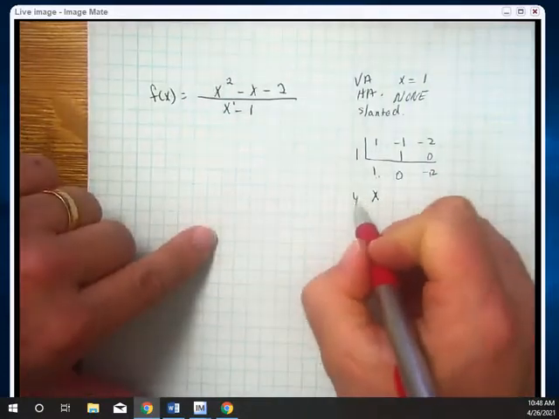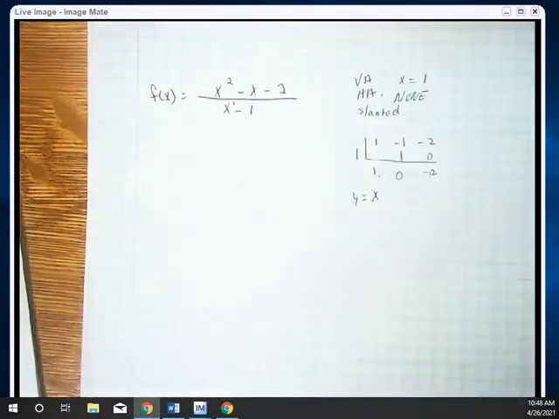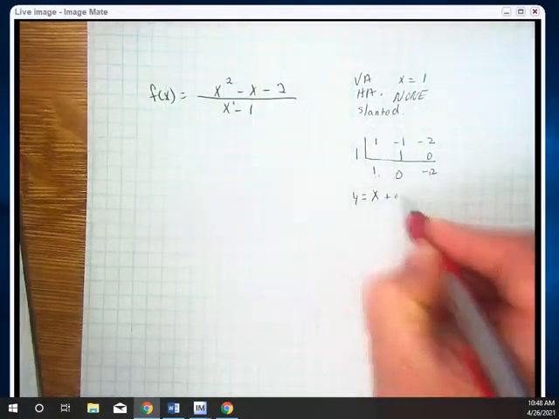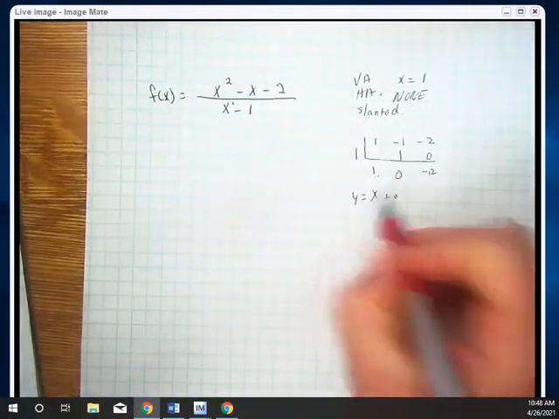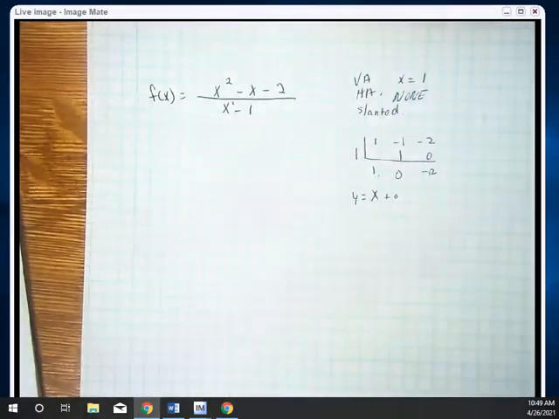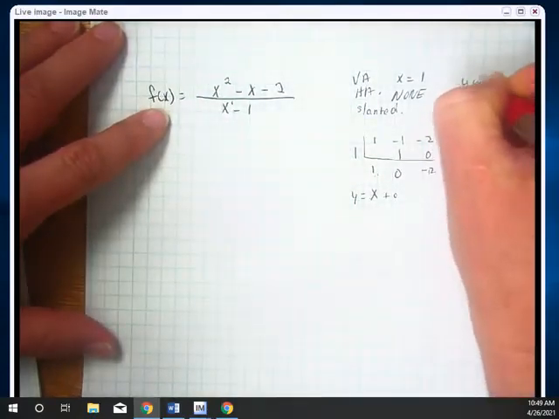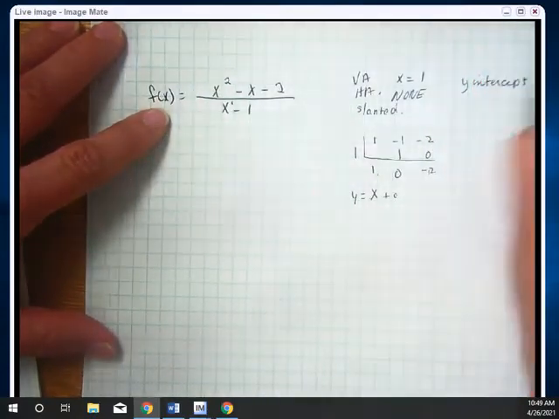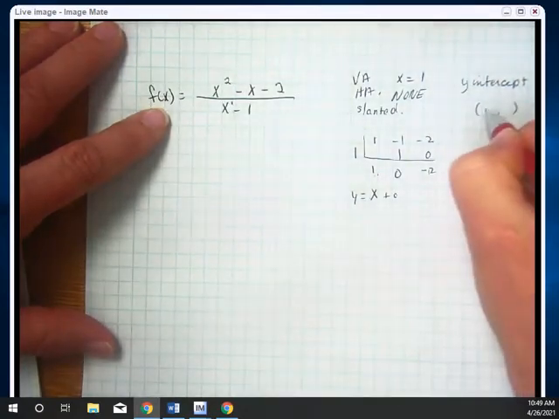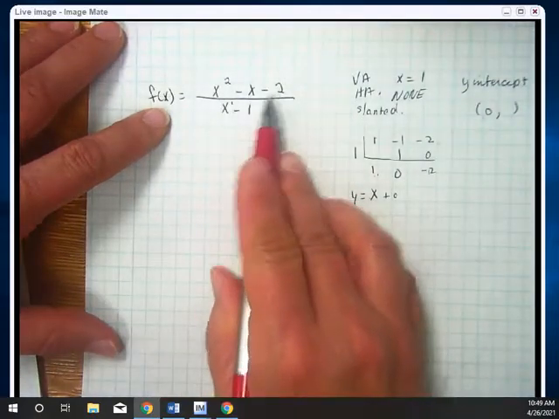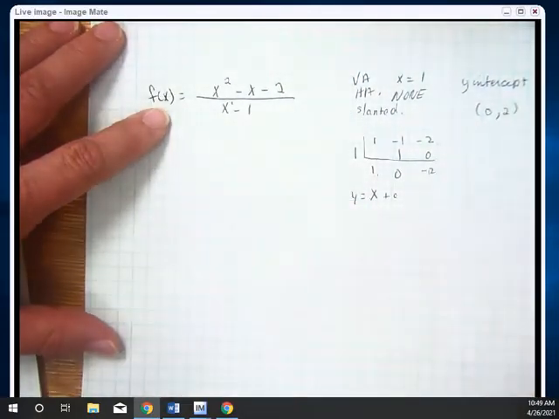What does the line y equals x look like? Y equals mx plus b. I'm going to start at the origin, and I'm going to go up 1, right 1. So it's going to be a slanted line. Now, what is my y-intercept? How do I find y-intercept? Plug in a 0 everywhere there is an x. -2 divided by -1 is 2.